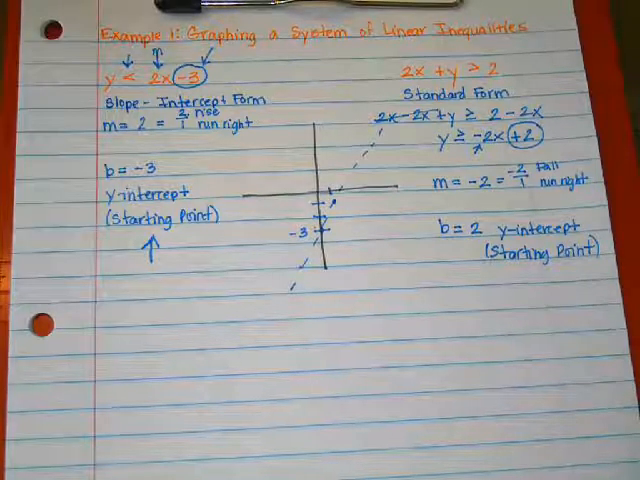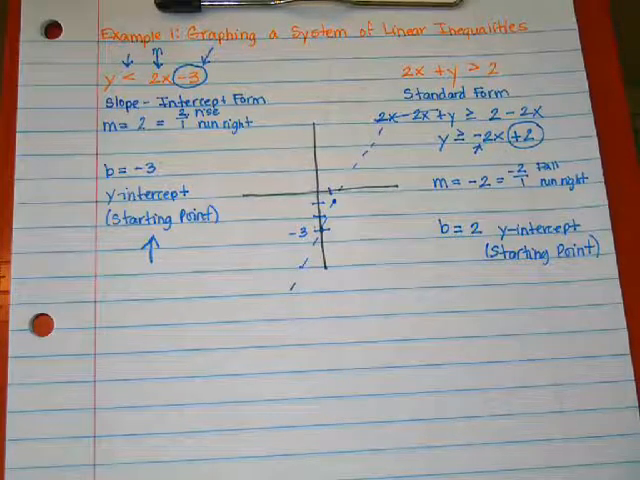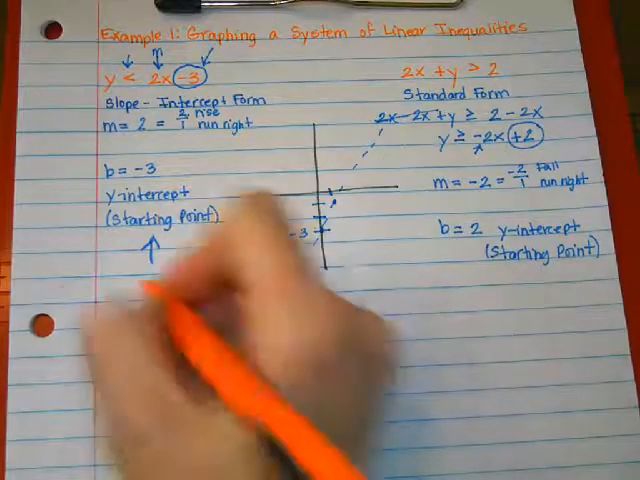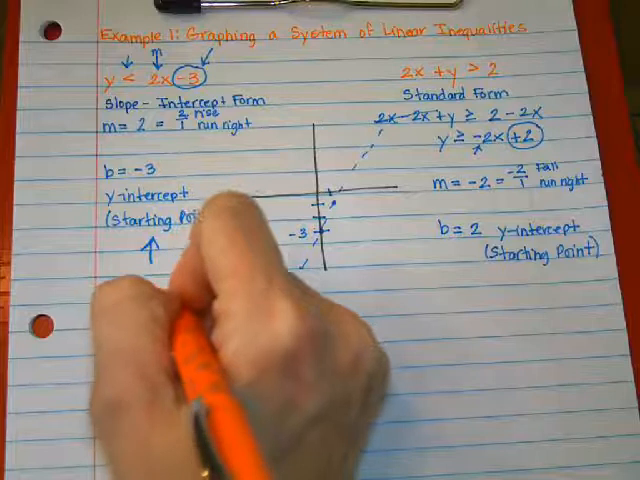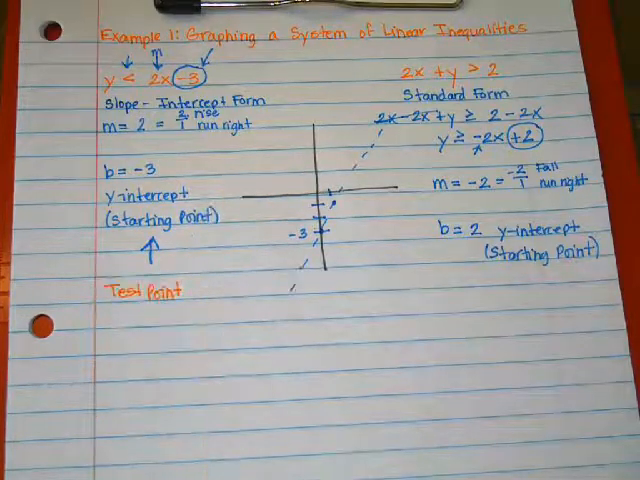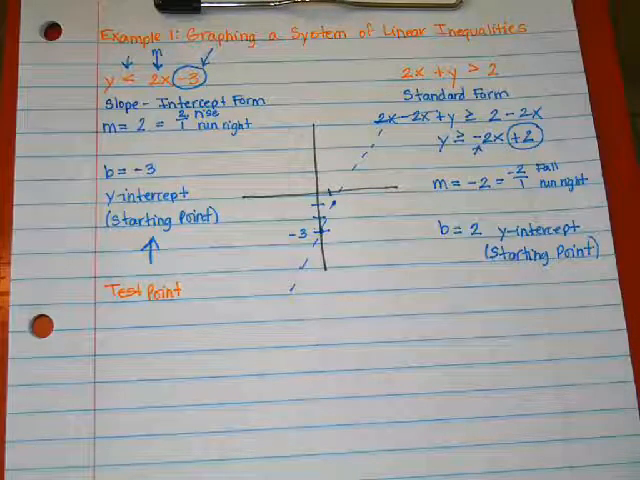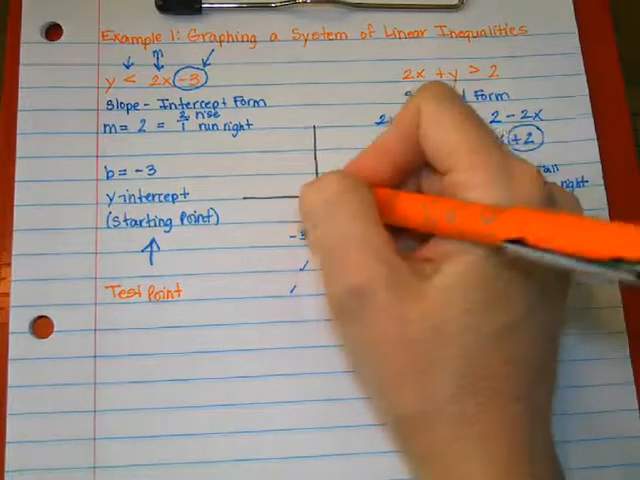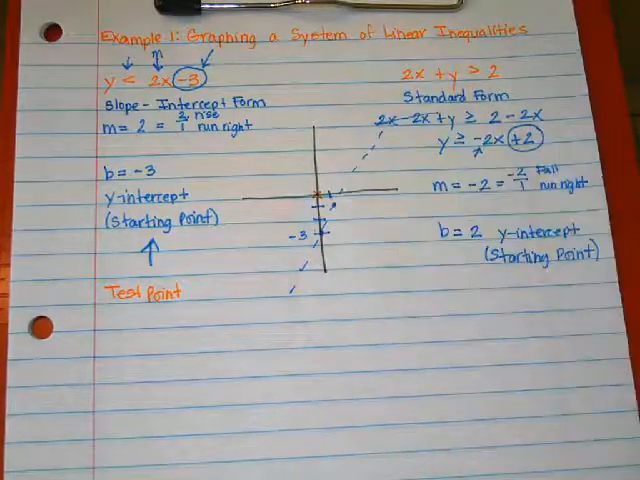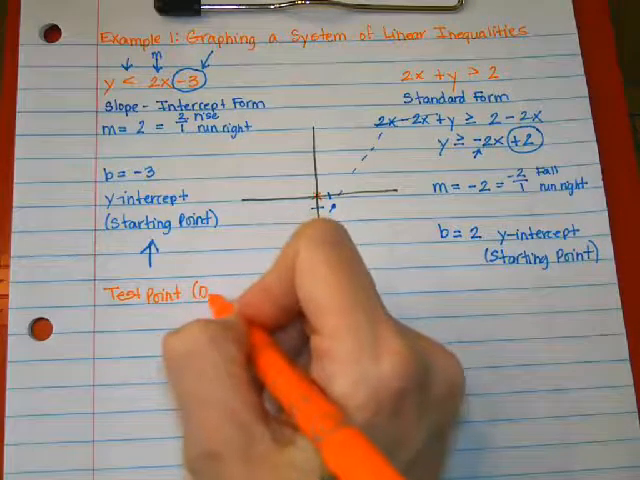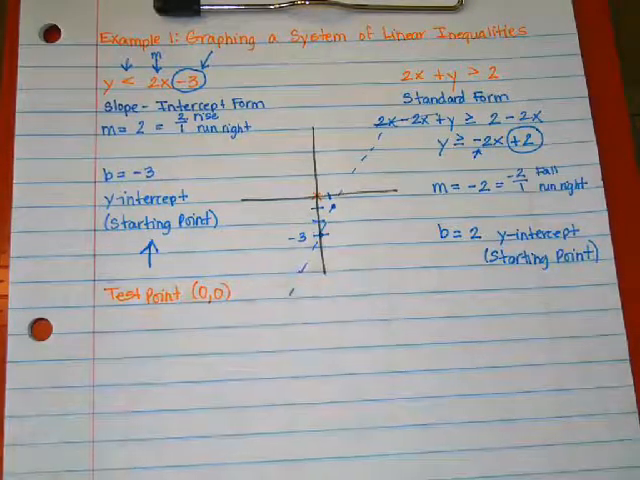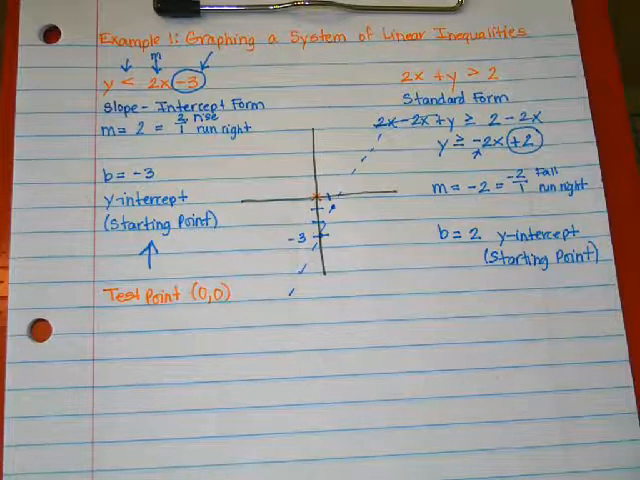All right, so now that I got this, Isaiah, what do I do next? That's correct. We need a test point. All right, so what do we want our test point to be, Isaiah? Beautiful. He said 0, 0. And why did you say that? Fantastic. Because our line never passes through 0, 0. So therefore, 0, 0 is our test point.